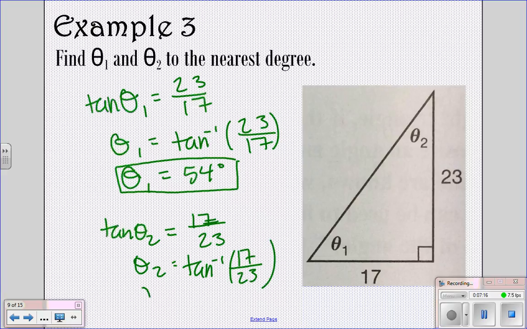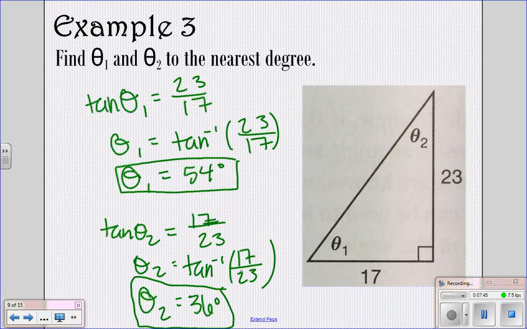And so theta 2, if you plug that in, is going to be 36 degrees. Now, if you'll notice, we used tangent inverse on both of these. And we used the same numbers, we just had 23 over 17 and then 17 over 23. And we got two different numbers. So that's why it does make a difference which one you choose to be your opposite and your adjacent. You have to make sure that you're looking at the angle that you're working with.